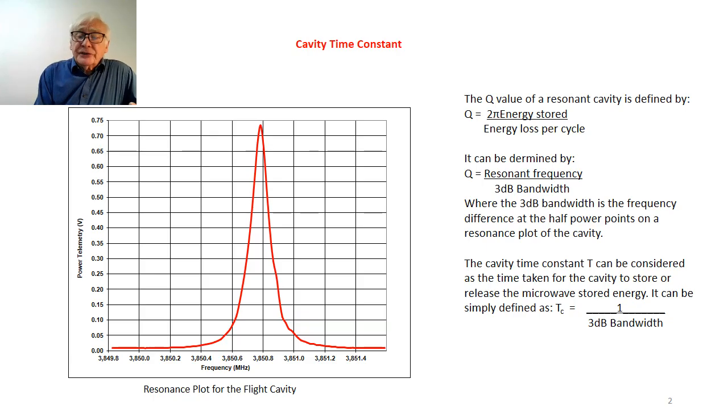Now, the time constant, which is what we're looking for, is actually the time taken for the cavity to either store or to release the microwave stored energy. And it is very simply defined as the time constant equals 1 over the 3 dB bandwidth.